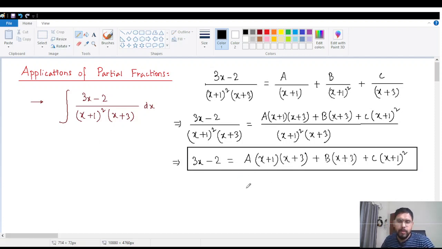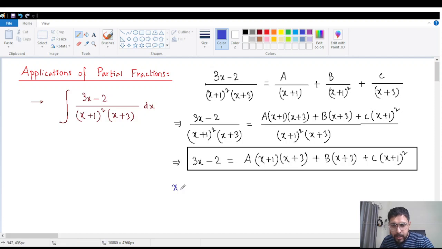Now we are going to solve this by putting different values of x and finding the constants A, B and C. First of all, we have to find values of x such that two of the constants get eliminated and the third constant stays. For example, if I put x equal to -1, this particular factor will be 0, which means this constant will get eliminated because 0 multiplied by anything is 0. This other factor will also be 0 when I put x equal to -1. So C multiplied by 0 will also get eliminated, which means that only B will remain.